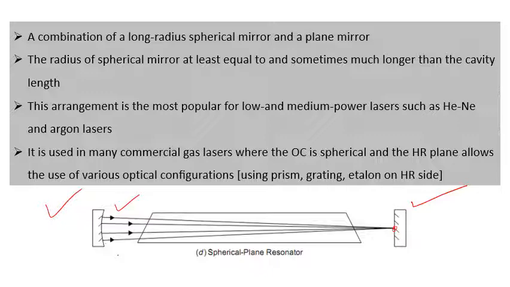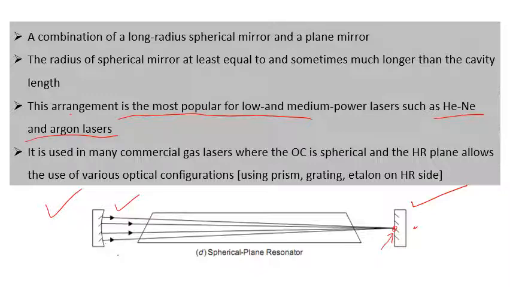So here what you see, it's much better if it focuses on the other side, like on the plane mirror, and it can be a little bit more. It can focus here as well. Slightly longer than the cavity. And this is not a bad arrangement in some certain kind of lasers, and it's very popular in low and medium power lasers. Okay, helium neon, argon laser.